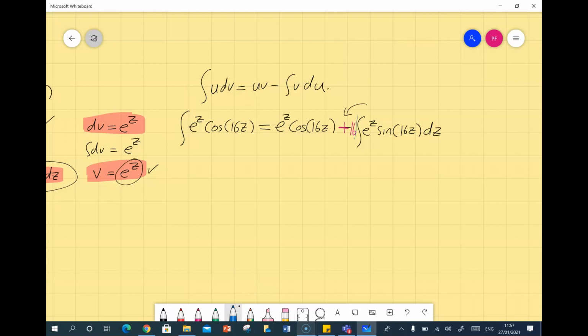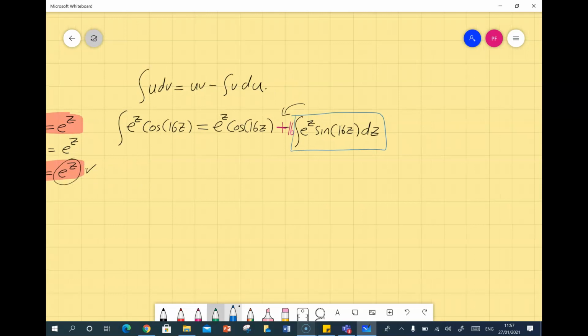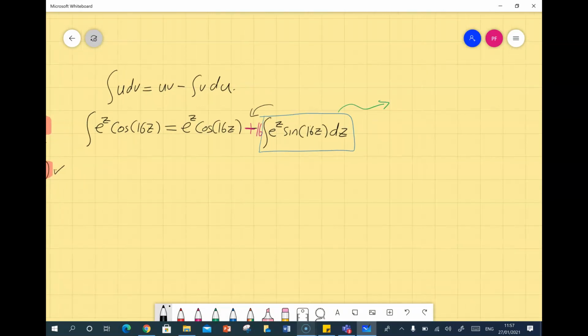This fella here is going to cause me an issue because I can't integrate him. So I'm going to try integrate him by parts again. So taking this part here, the integral of, and I'll leave my 16 behind, I'll put it back in a minute, e to the power of z sine of 16z.